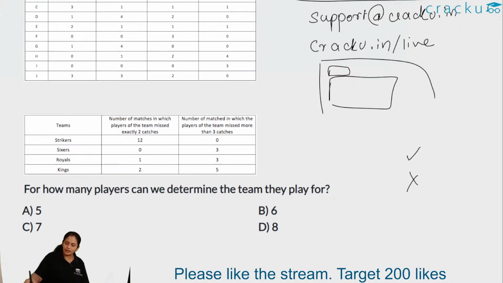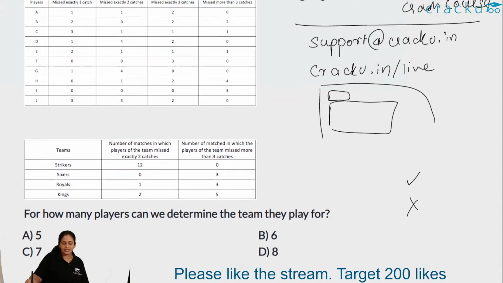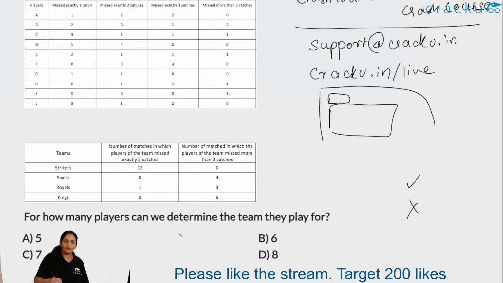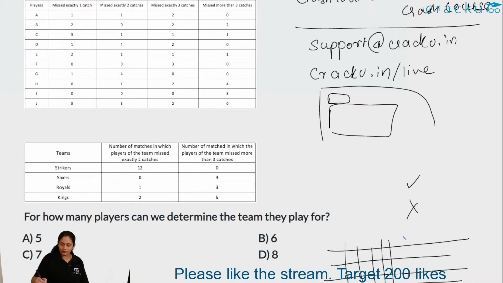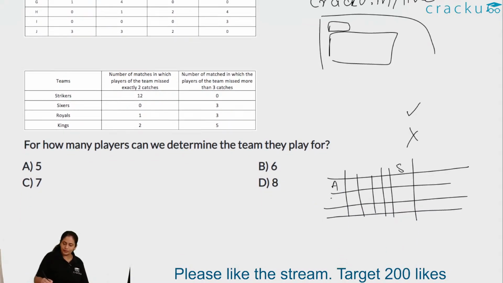Basically you have these players A, B, C, D, E, F, G, H, I, J, and you have to figure out which of them will be part of which team. So you can draw the table out and say that okay, their scores are like this, and then you have the 4 teams. You have the teams' individual scores, which is exactly one catch, exactly two catches, exactly three catches, more than three catches. And you have the four teams: strikers, sixers, royals and kings, right?